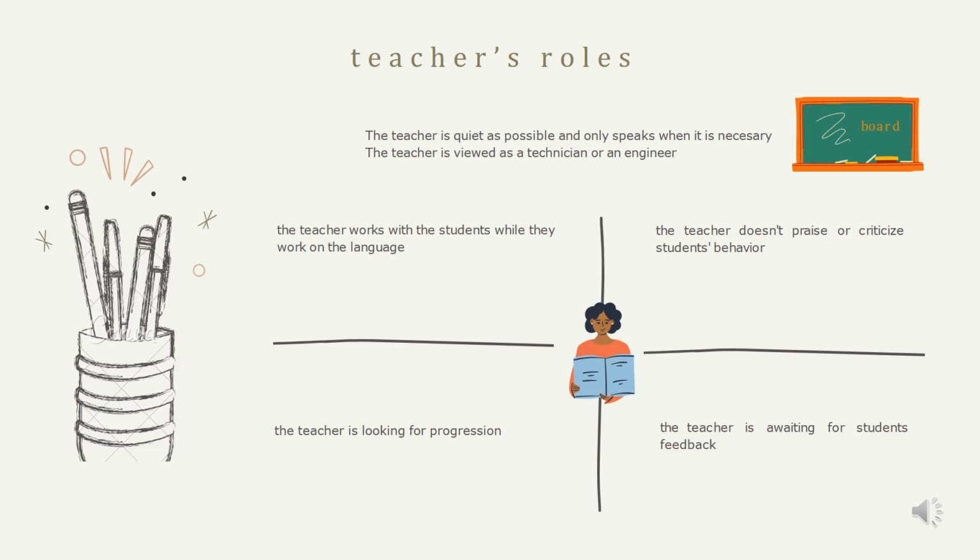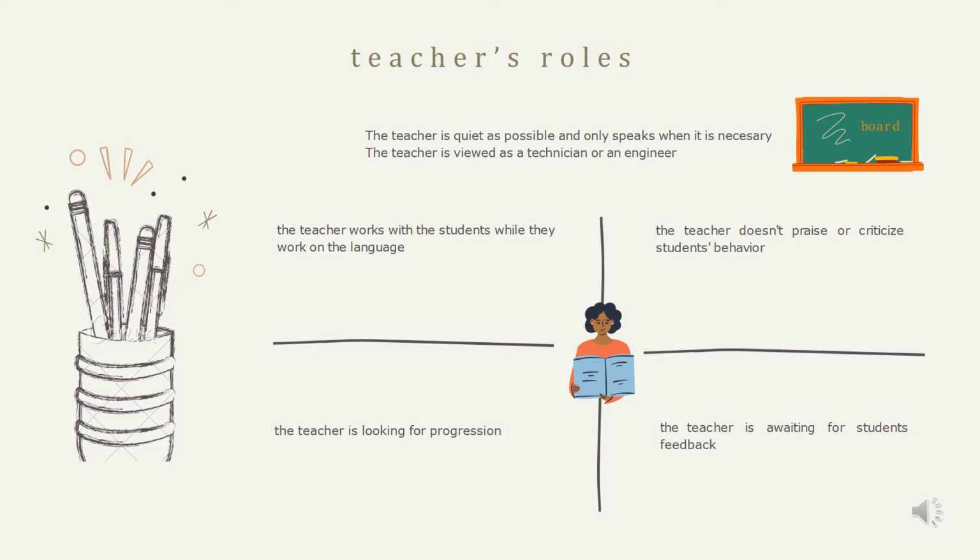Now, let's look at the teacher's roles. Firstly, the teacher is as quiet as possible and only speaks when it is necessary. Then we may say that the teacher is viewed as a technician or an engineer. Next, the teacher works with the students while they work on the language. Then the next role of the teacher is to look for progression, not perfection, as it is important for the students to get the meaning.